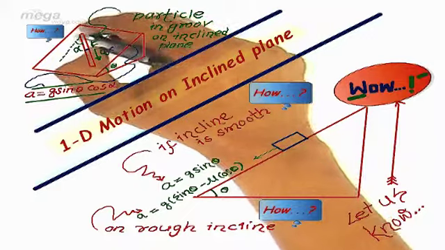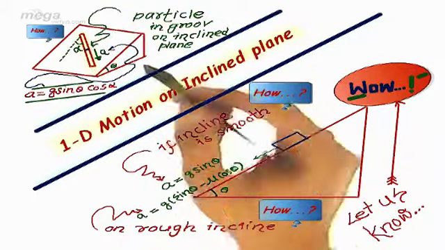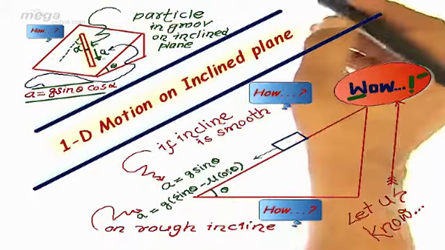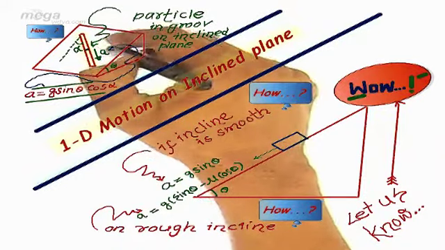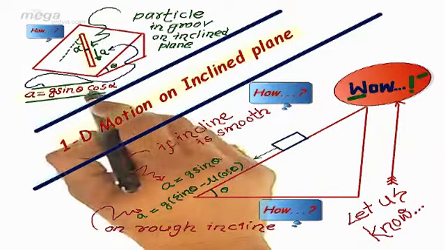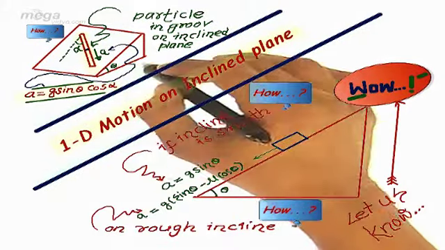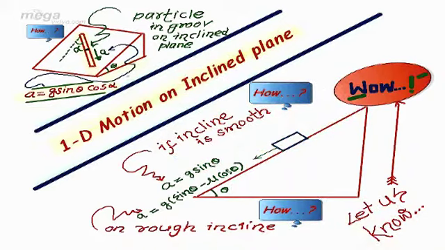In this case, I have shown you that if a particle moves along this groove, its acceleration is g sin theta cos alpha, where alpha is the angle the groove makes with the line of greatest slope. In some other cases also, we will be using the concepts of one-dimensional motion to solve these problems.